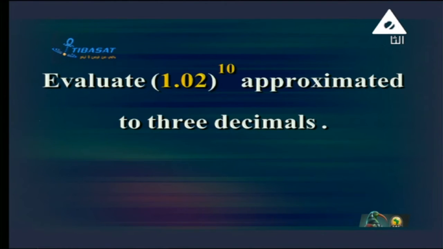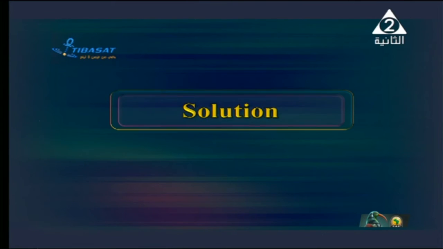Evaluate 1.02 to the power 10 approximated to 3 decimals. My dear student, we have the decimal number 1.02 to the power 10. How to evaluate? By using the binomial theorem and approximating to 3 decimals. My dear student, 1.02 equals what? 1 plus 0.02. Look at it by using the binomial theorem.